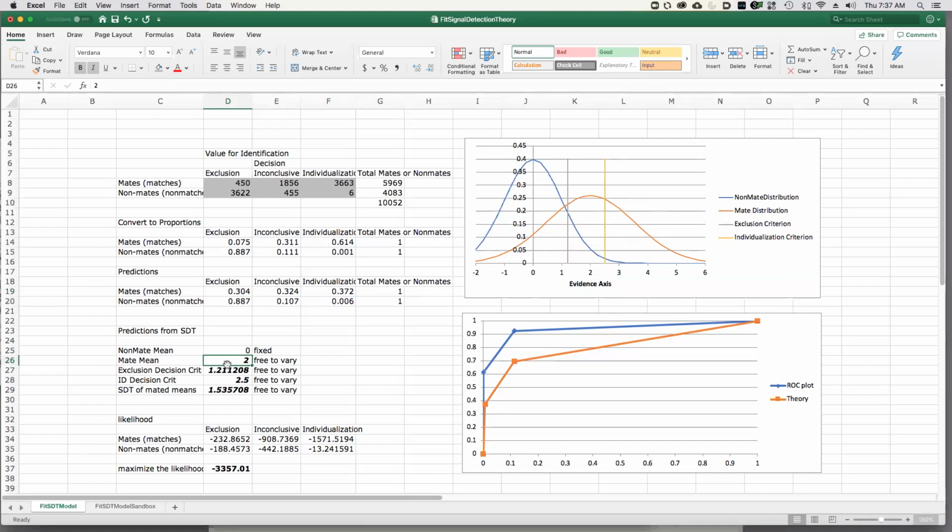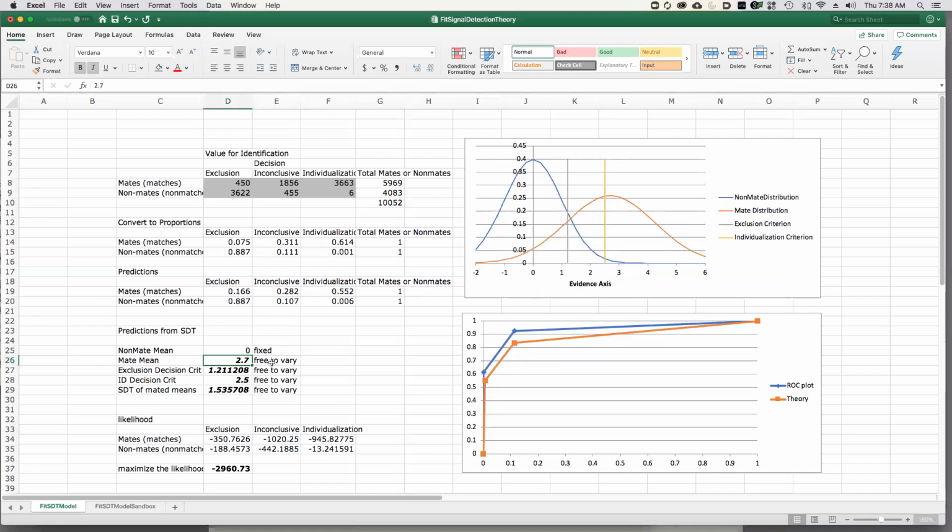So if I increase the mated mean to like 2.5, we should see some things change here. So this is the correct identification rate currently is predicted to be about 37%. It should be about 61%. If I change this mated mean to 2.5, you can see that the number jumps from 0.3, whatever it was, to 0.5. So we're getting closer, so I can try different numbers, 2.7, and we're getting closer there.